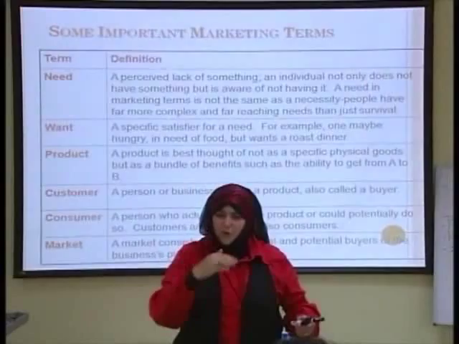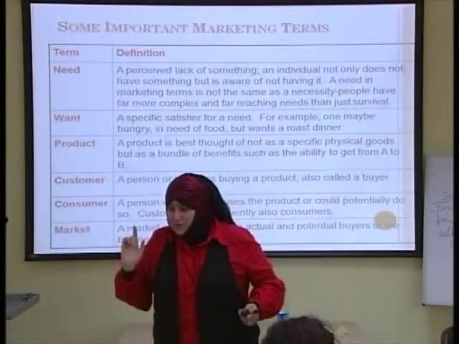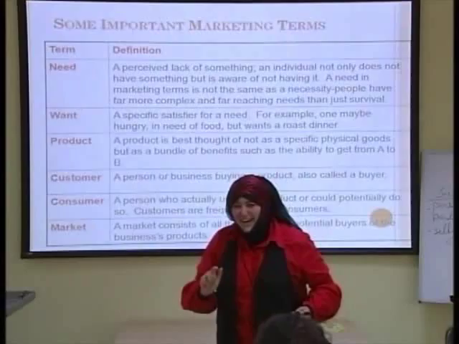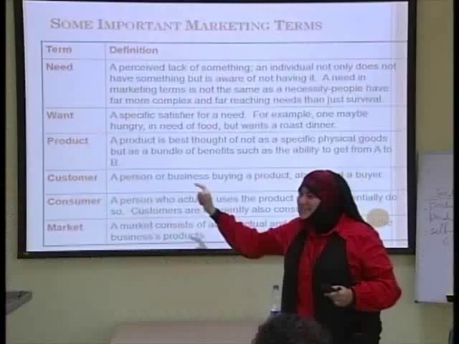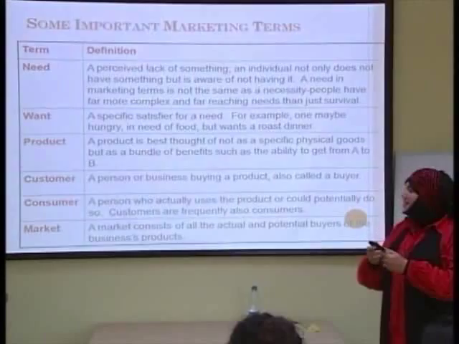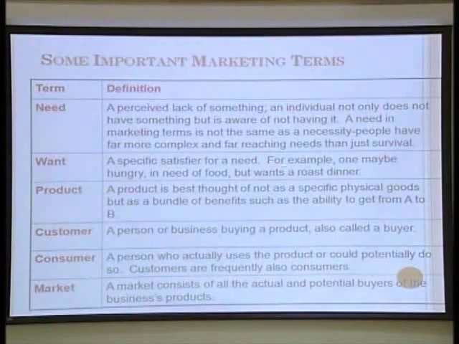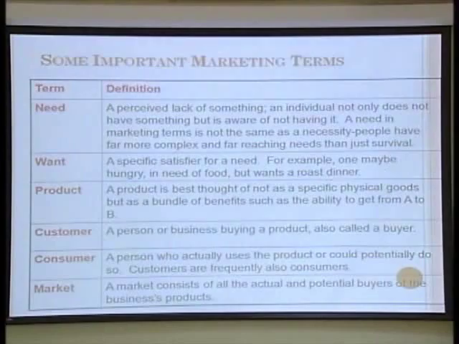So the need is the need for food. The want is food from Pizza Hut, which is a specific satisfier of this need. So it's a specific satisfier of a need. For example, one may be hungry and in need of food, but want a roast dinner.